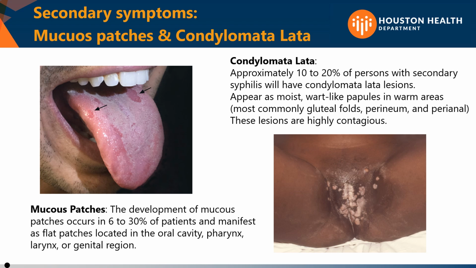The reason is that the bacteria is located within them, and it's considered a secondary manifestation because not only is the bacteria going to be located within the condylomata lata lesions, but also it is going to be disseminating into the bloodstream as well.